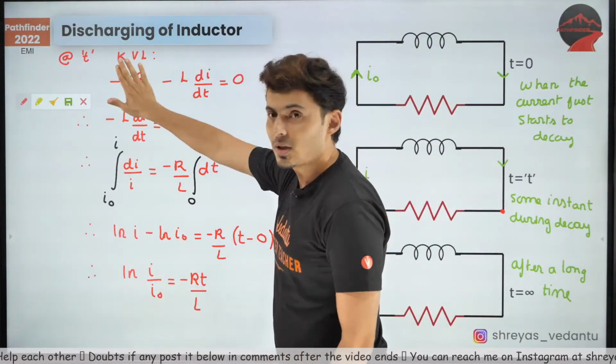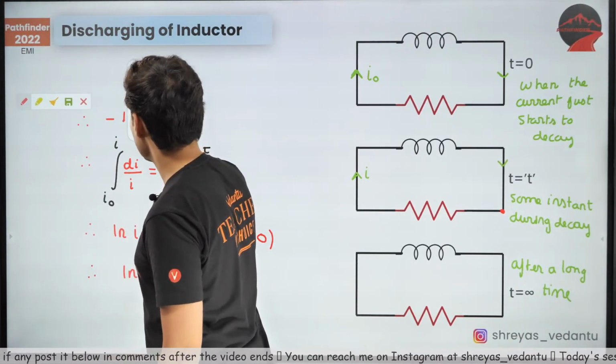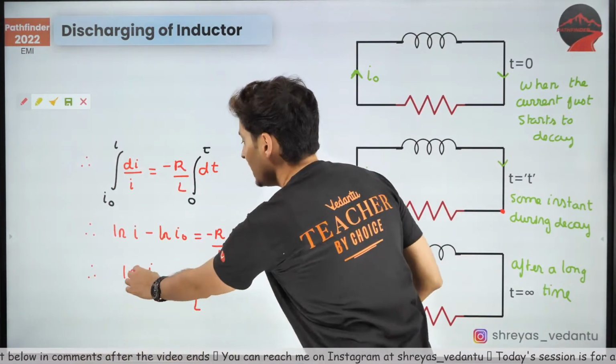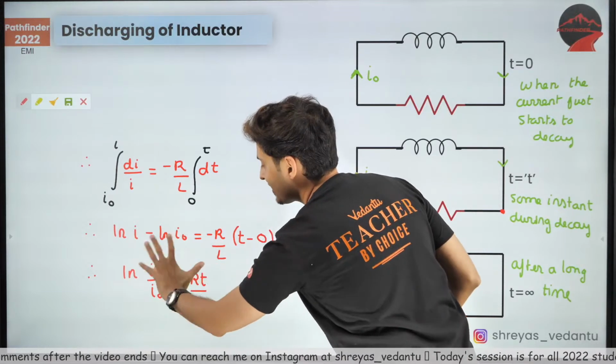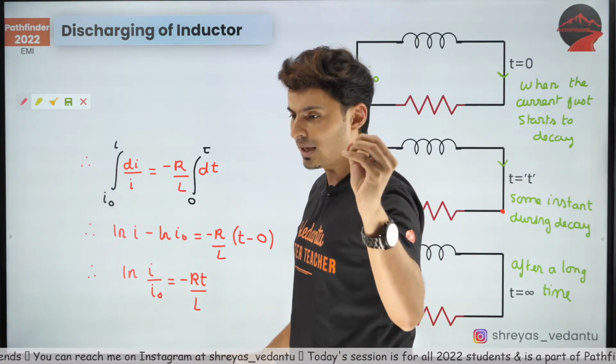Now I know what to do next. I will just erase this because I don't think I need it anymore. So I'm just going to erase this as well as probably even this. This is logarithmic form. Let's convert it into exponential form.